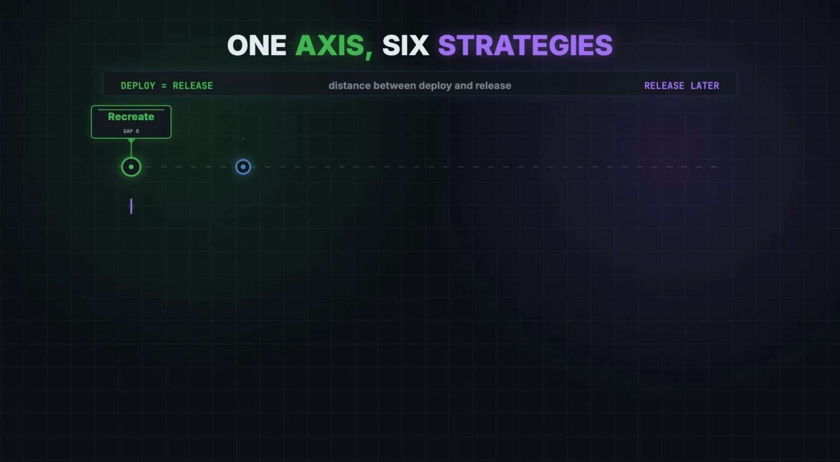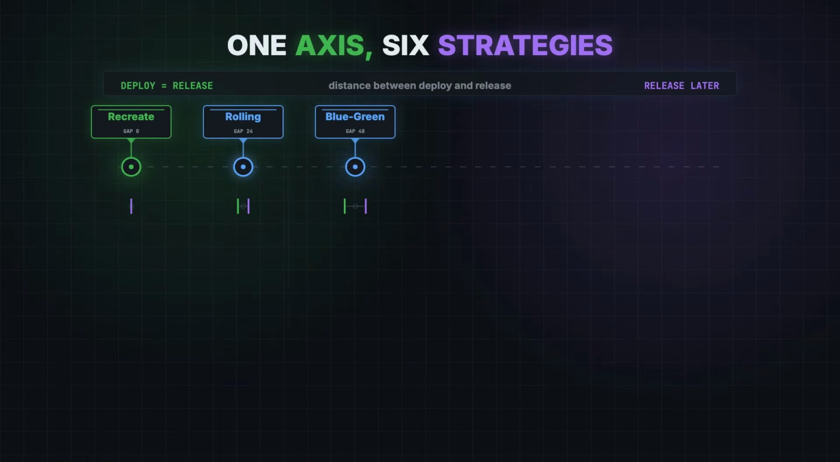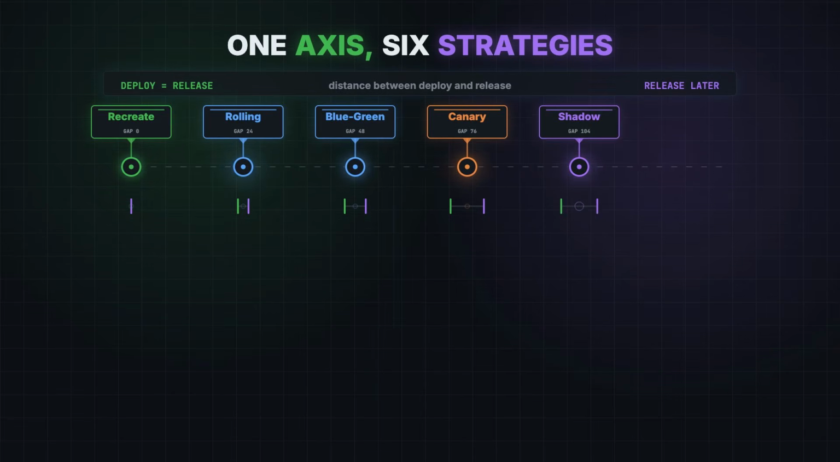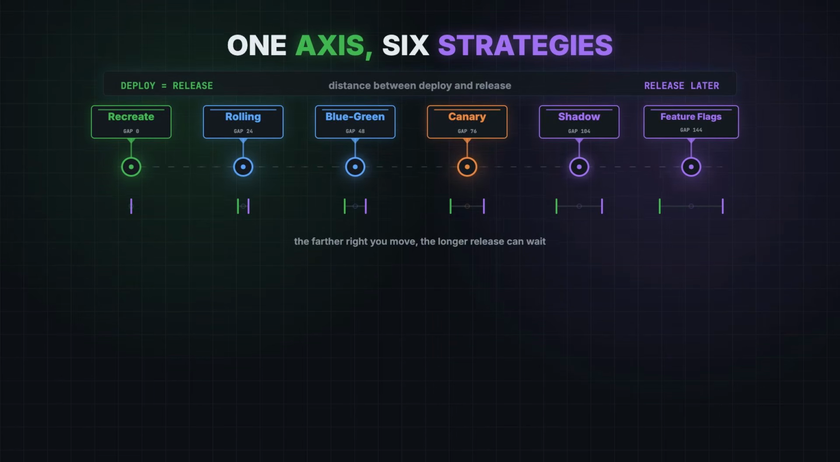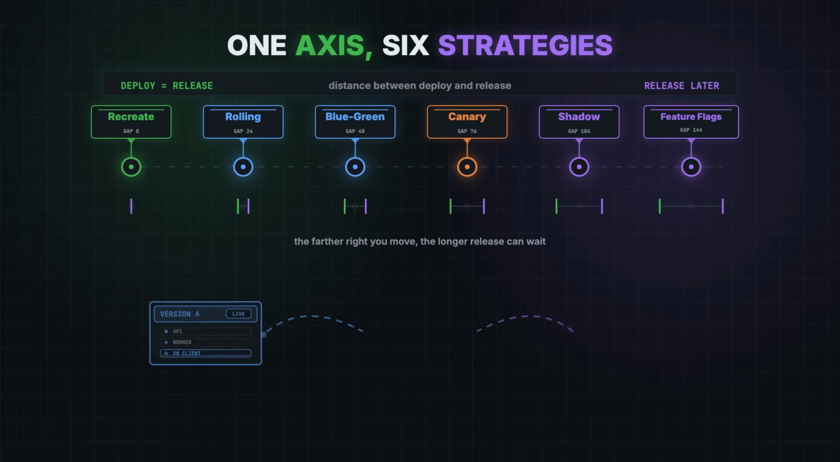They sit on one spectrum. On the left, deploying and releasing happen at the same moment. As you move to the right, the two pull apart until you control the release long after the code is shipped. Most teams pick one by habit, and on a calm day it works fine. The trouble shows up the first time a deploy goes wrong.